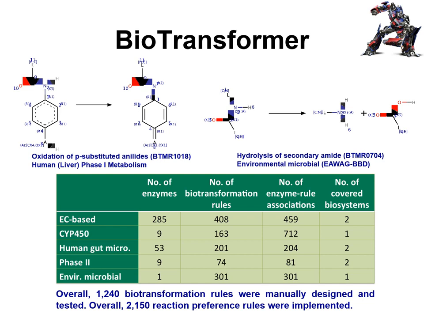BioTransformer, and this just tabulates the types of transformations and the sorts of transformation rules, about 1,200 that have been tabulated, and then a variety of reaction preference rules which help guide the process so it doesn't go to some combinatorial explosion.